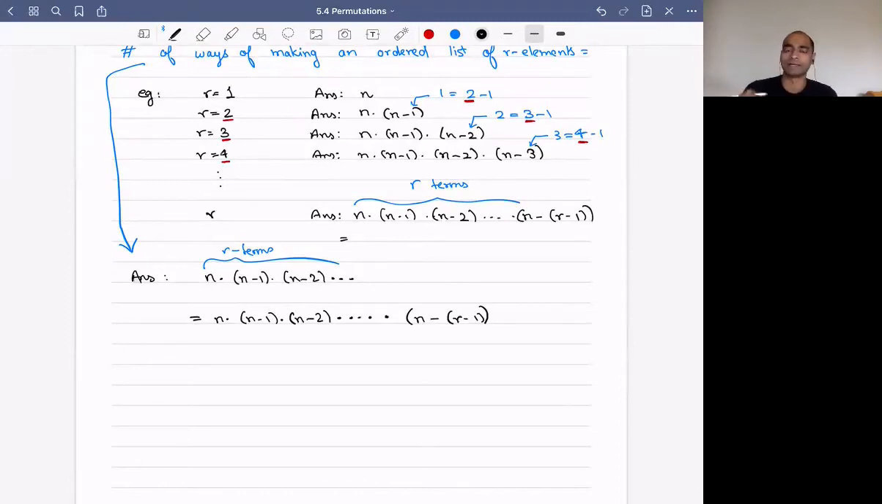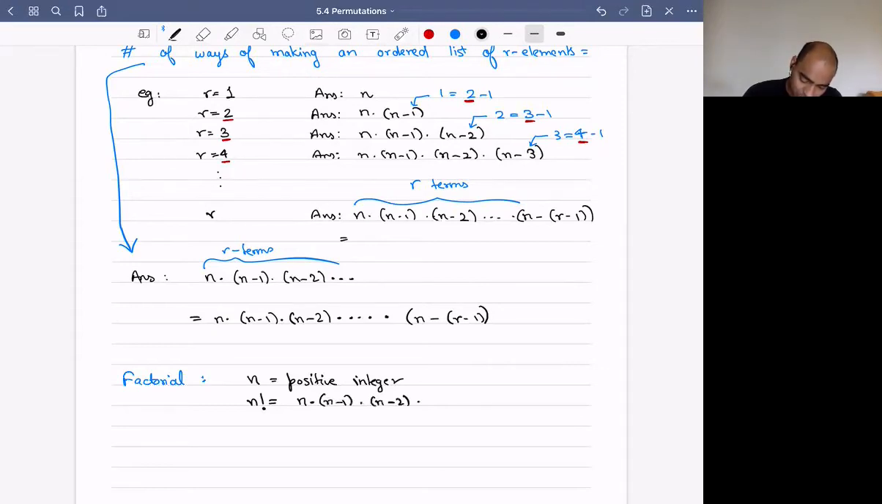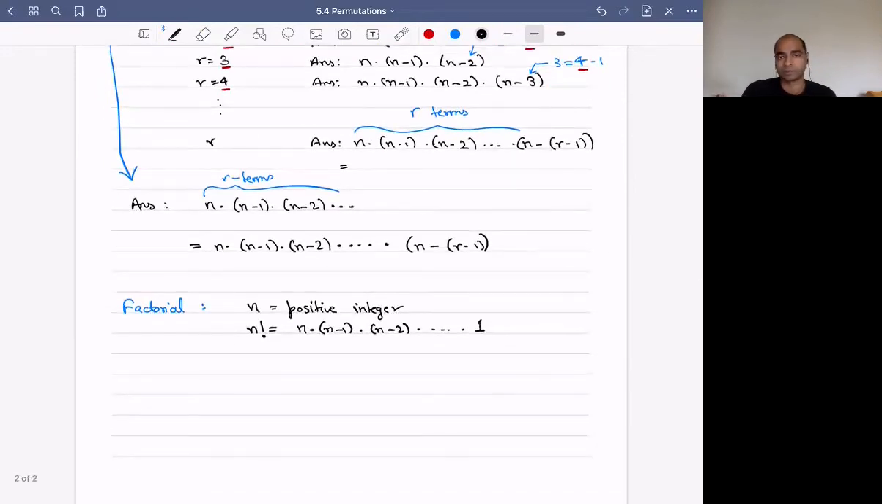We can stop here, but there is another way of expressing the same answer, and that is using factorials. A factorial is just a notation. So what is the definition of factorial? When n is a positive integer, n factorial is denoted n exclamation mark, and it's pronounced n factorial. It's n times n minus 1 times n minus 2 times all the way down to 1. Okay, so you don't stop anywhere. You go all the way down to 1.